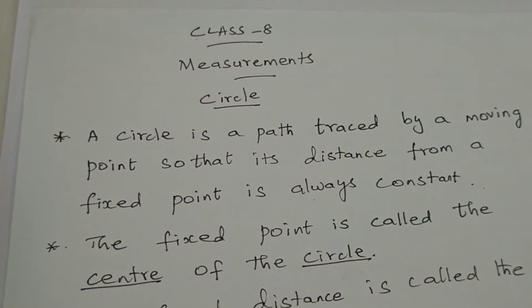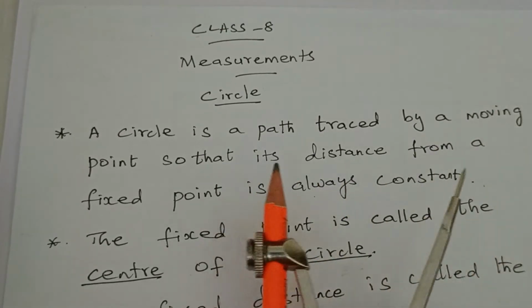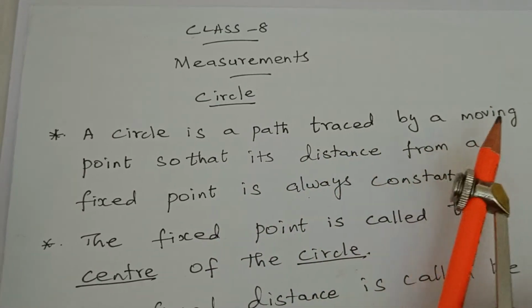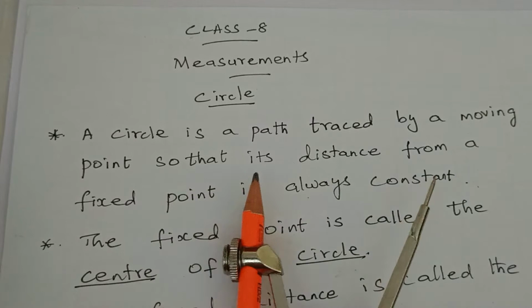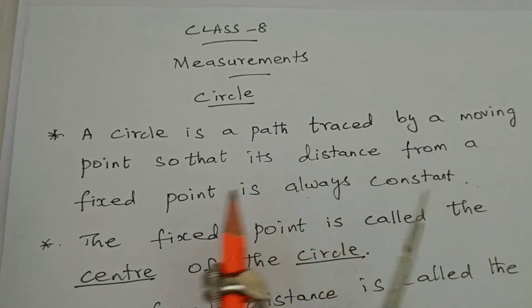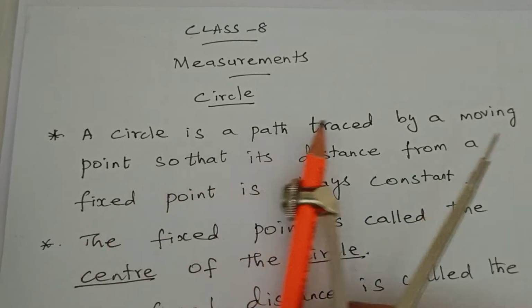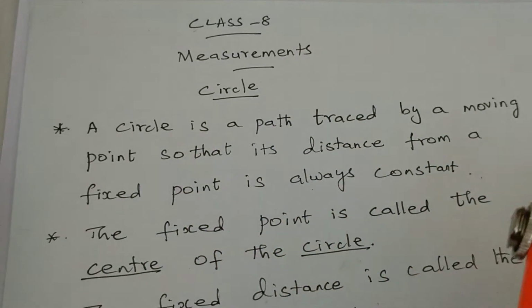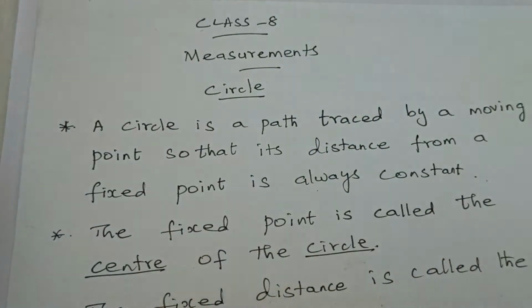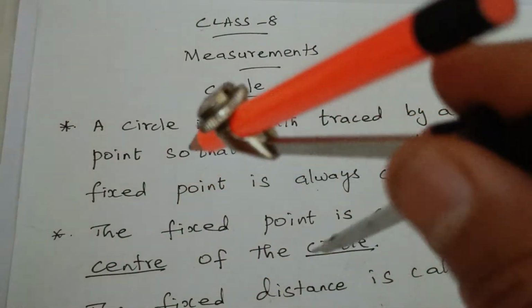What is a circle? A circle is a path traced by a moving point so that its distance from a fixed point is always constant. What does it mean? It looks very difficult, isn't it? That is nothing but drawing. When you draw a circle, you understand it better. So let us draw the circle.